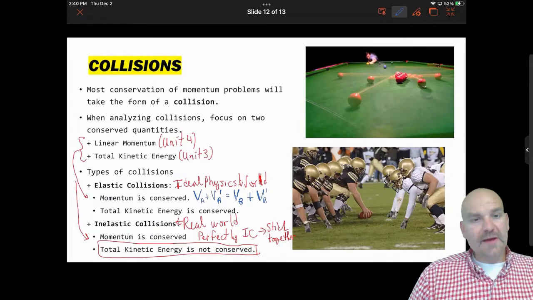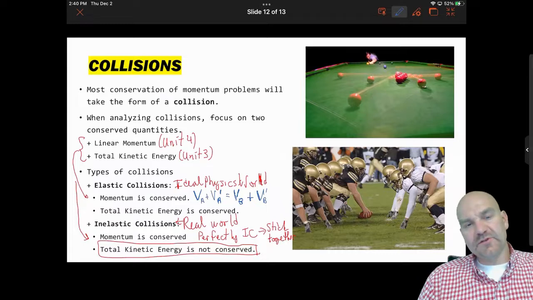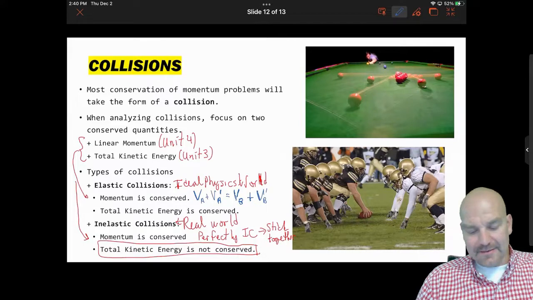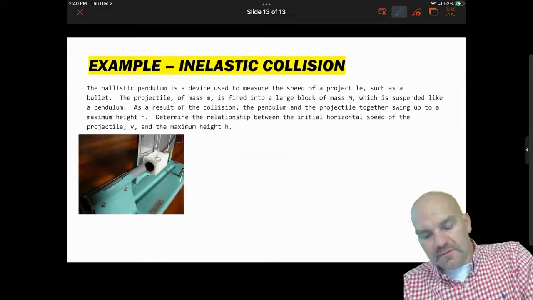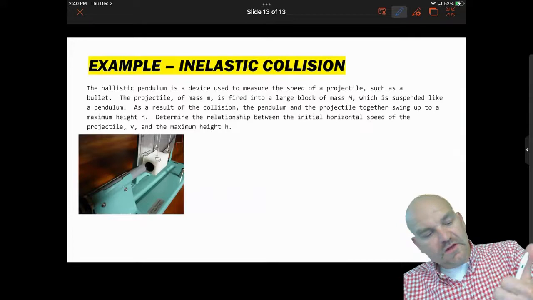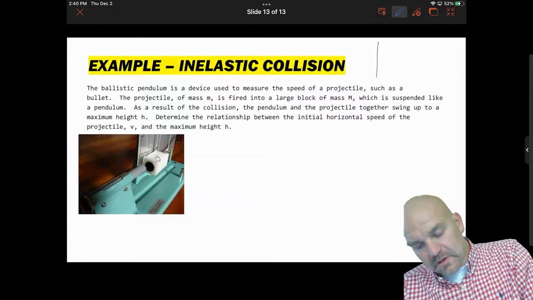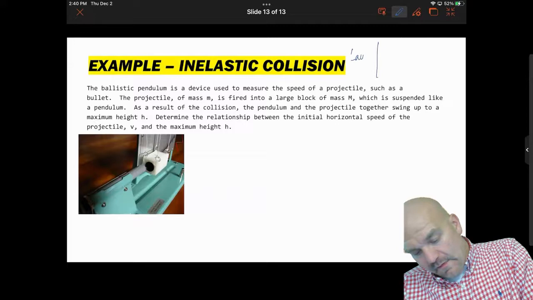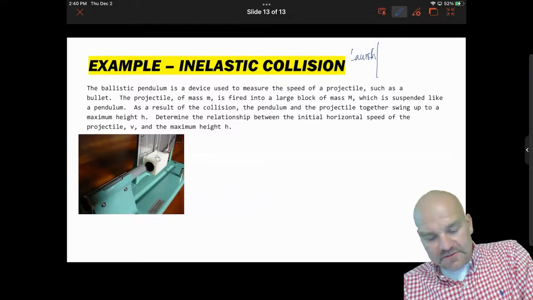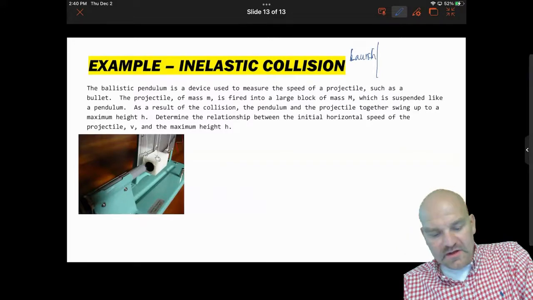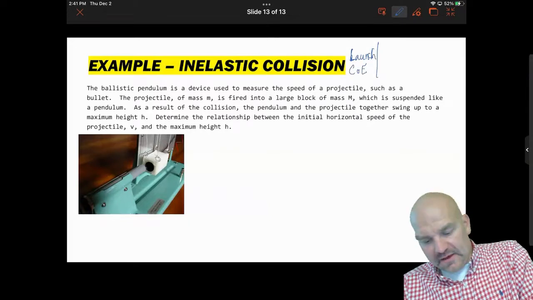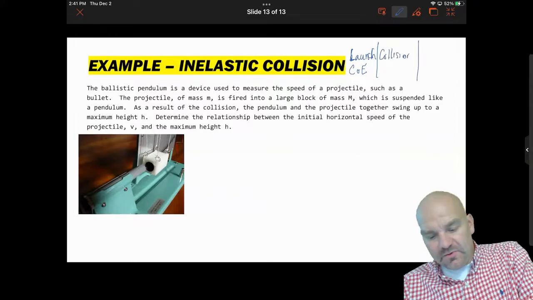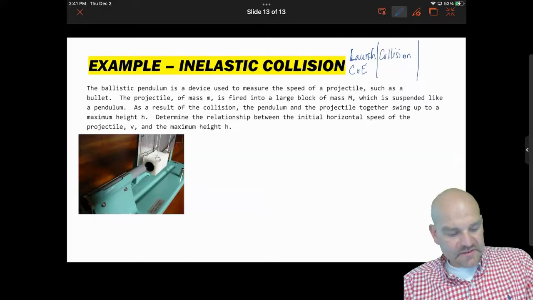So the example problem that I chose for this video is a special case. This is what we call a ballistic pendulum. It is an inelastic collision. The way to think about ballistic pendulums is that there are three parts. There is a launch part, which, if it's coming from a spring-loaded device, is going to be conservation of energy. Then you're going to have the collision of the projectile into the device.